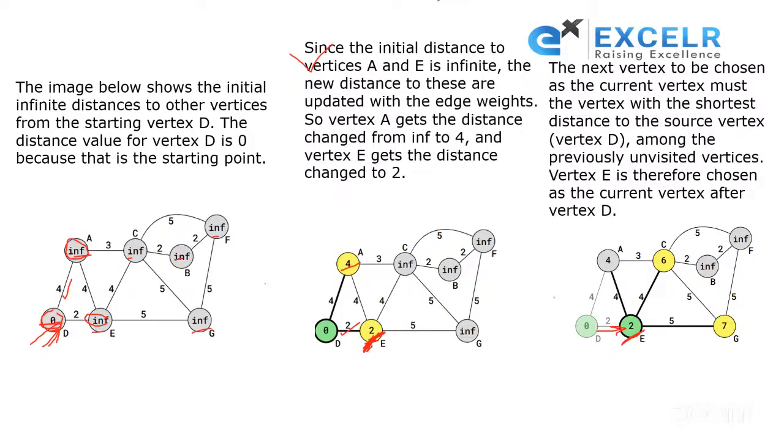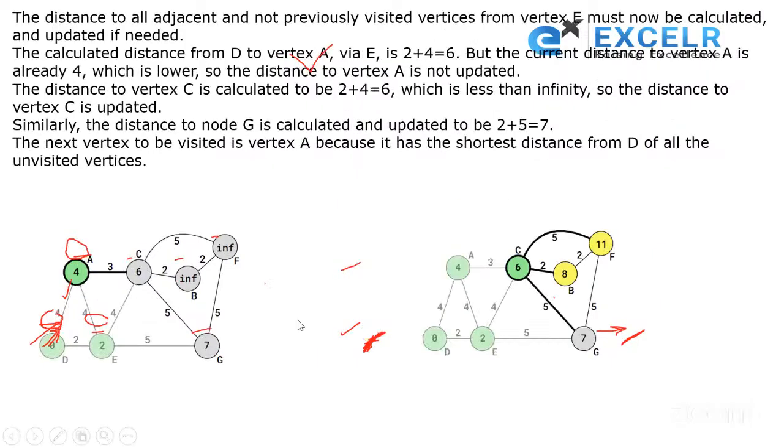Okay. After that, see, it is simple. Now, if we see, let me clear it again. Now 2 is the current vertex. From 2, I am going back to 4 now. The distance to all others that are not previously visited.